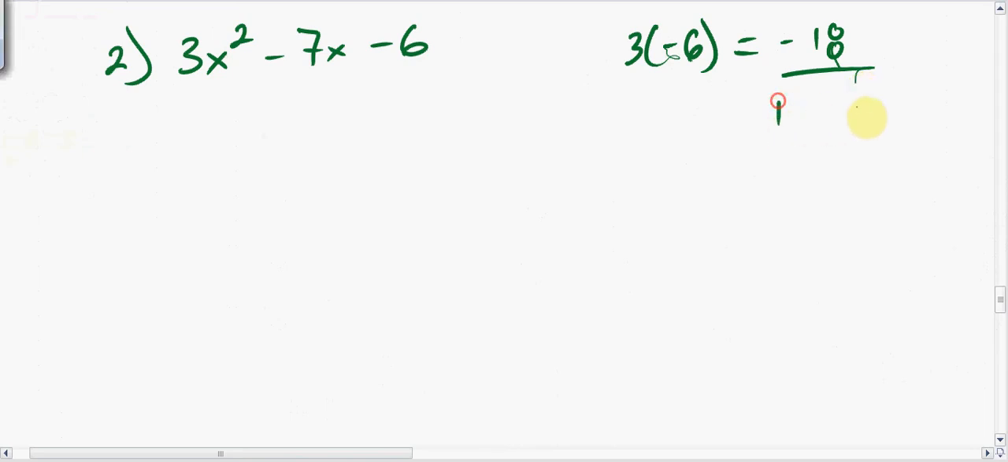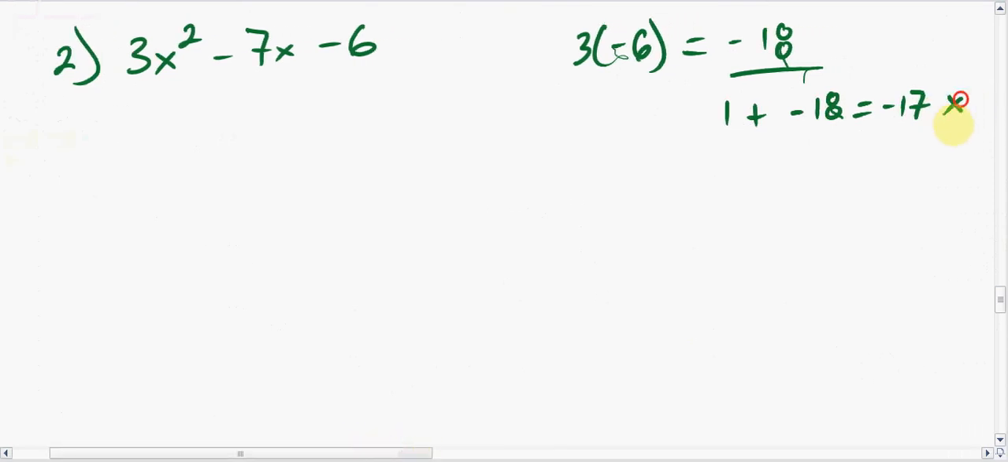Alright, well, let's try with 1 and 18. We know the larger factor is going to be negative. So we've got 1 plus negative 18. That's going to give me negative 17. That does not work. We're looking for negative 7. So let's try 2. 2 goes into 18 9 times. Larger factor is negative. 2 plus negative 9 gives me negative 7, which is what we're looking for. So we know we're going to use 2 and negative 9.